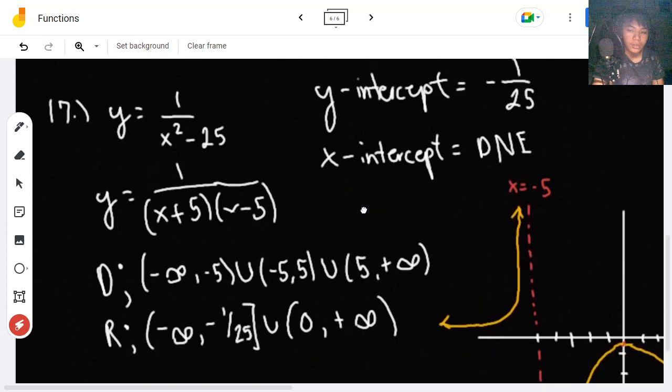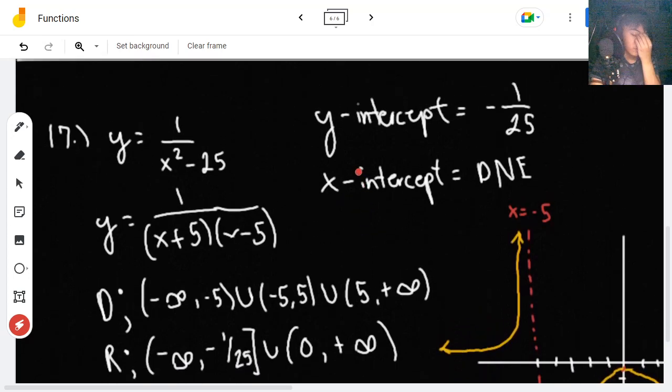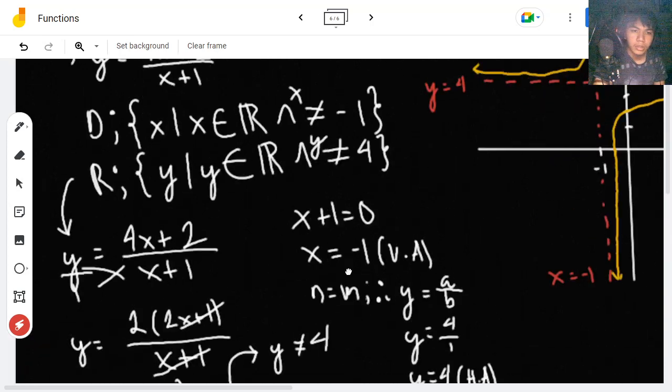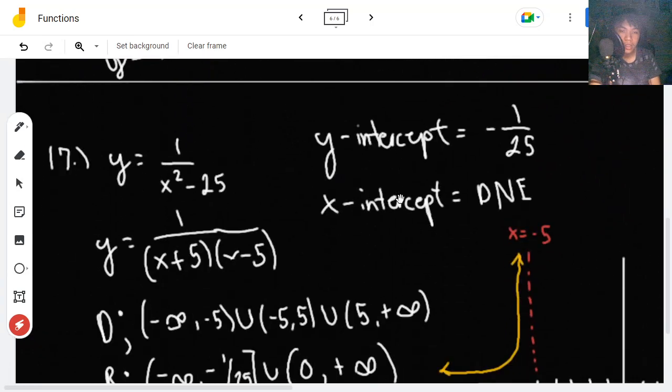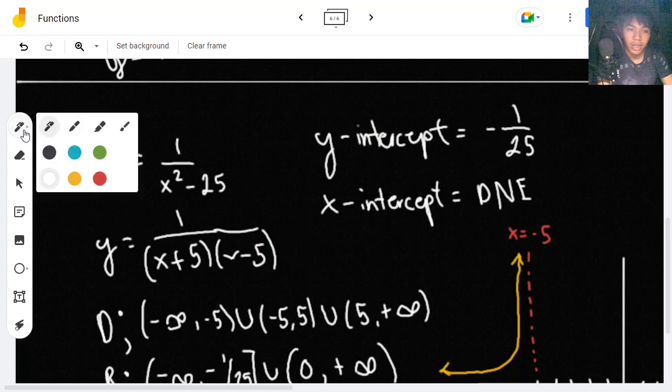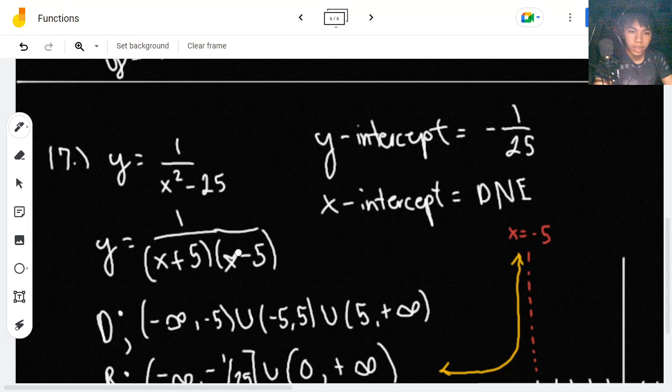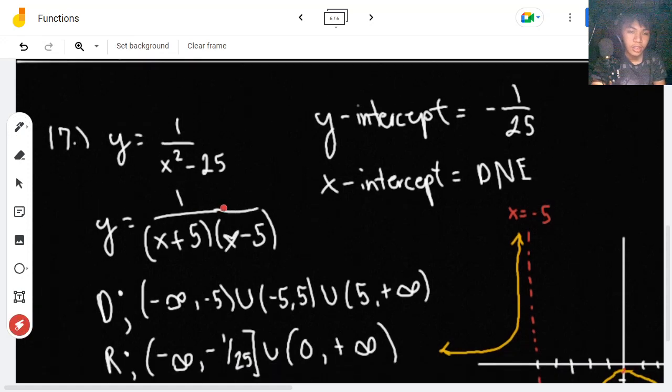Now we move on. Are we in the right number? Yes, we're number 17. Now this is 1 over x² minus 25. Now we have an exponent in our denominator, so we can factor that out. Since x² minus 25 is the same as quantity x plus 5 times quantity x minus 5.